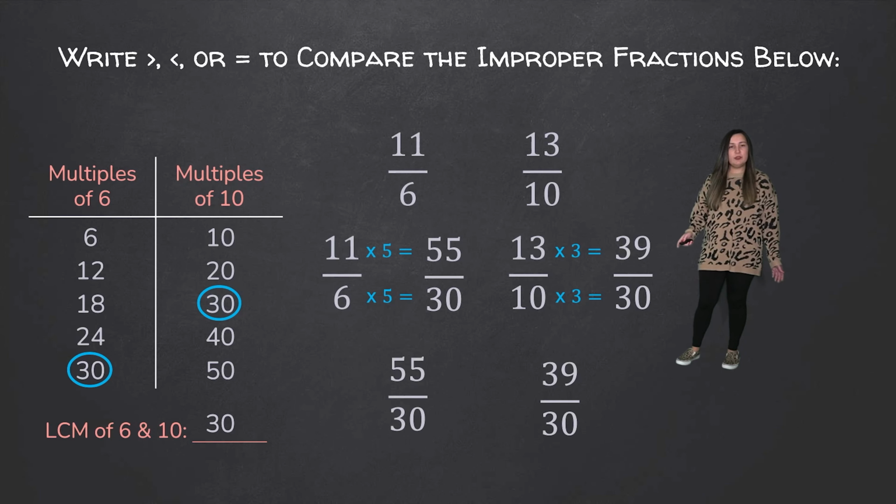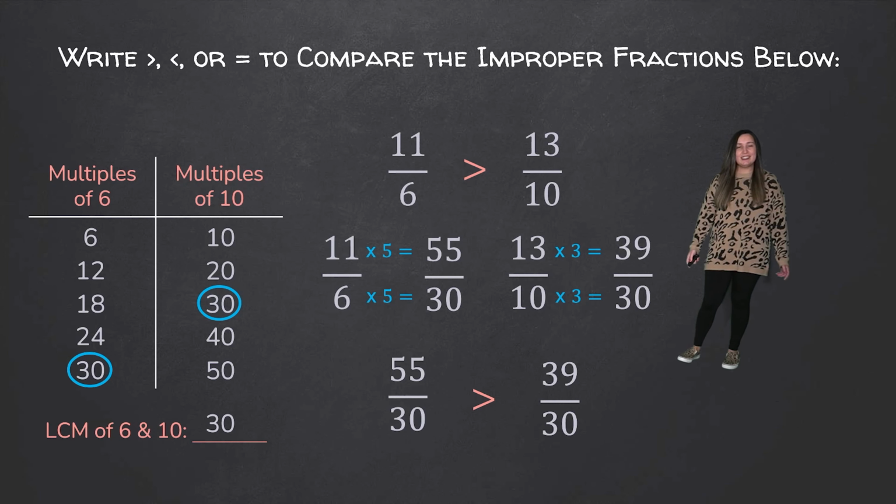And now we have two fractions that are out of 30 that we can compare, which are 55 over 30 and 39 over 30. And we know that 55 over 30 is greater than 39 over 30, which means that 11 over 6 is greater than 13 over 10. And that's it for comparing improper fractions.